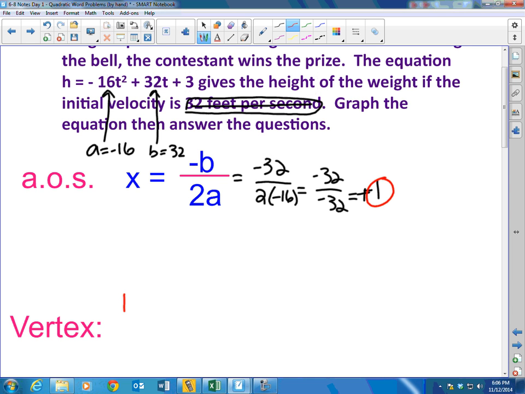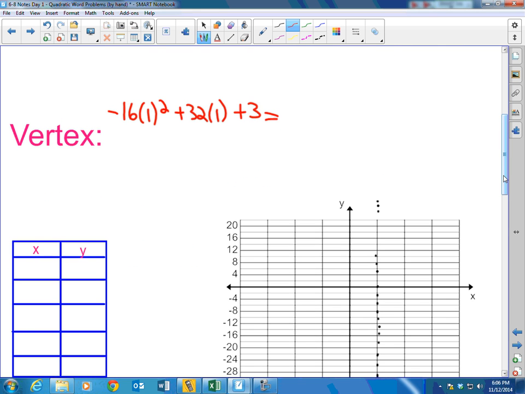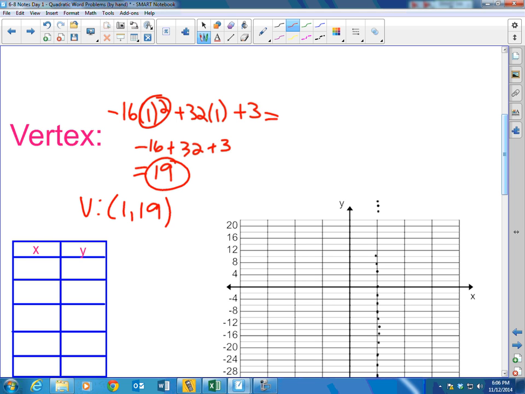Okay, so I'm going to go negative 16 times 1 squared plus 32 times 1 plus 3, and I will figure out what I get. So on this one, remember you guys that you need to square the 1 first and then multiply it by negative 16 instead of taking negative 16 times 1 and squaring it. So when you do this, you will get negative 16 plus 32 plus 3, which gives you 19. Okay, so this is the y coordinate of your vertex. Your vertex then is at 1 and 19.